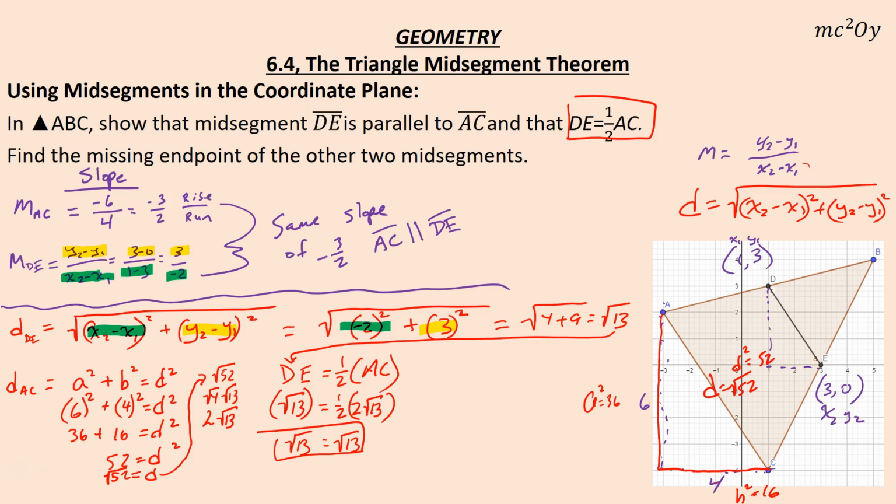Okay. Then it says find the missing endpoint of the other two midsegments. So I'm going to have to erase a little work over here to show where that is. But the missing endpoint, remember, if I go down 6 and over 4 to find a midpoint, I could go down 3 and over 2, half of that. And that gives me my missing endpoint there. So if we were to call that point F, that is my missing endpoint at -1, -1.